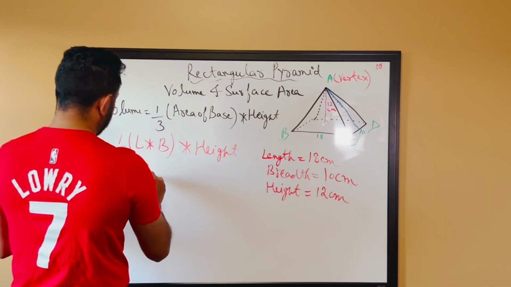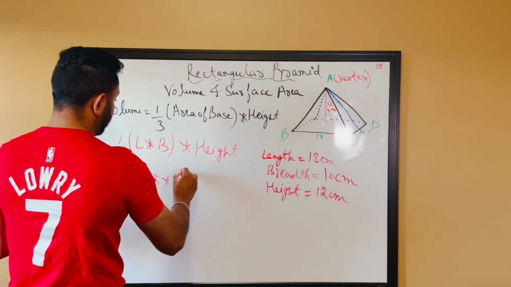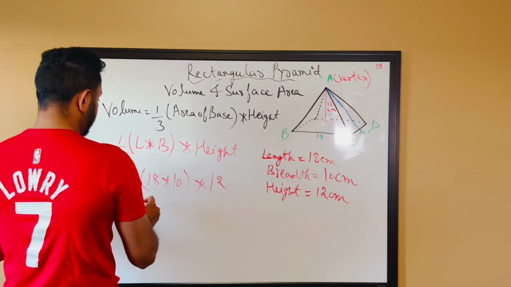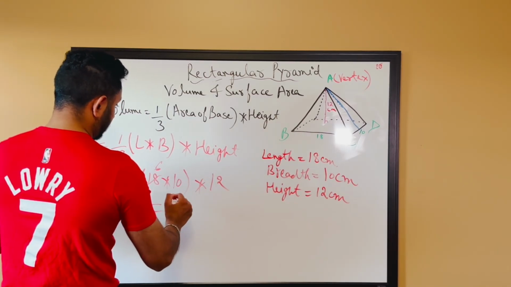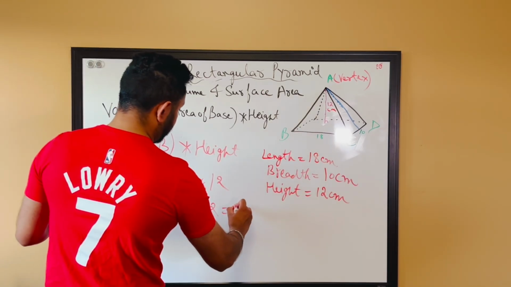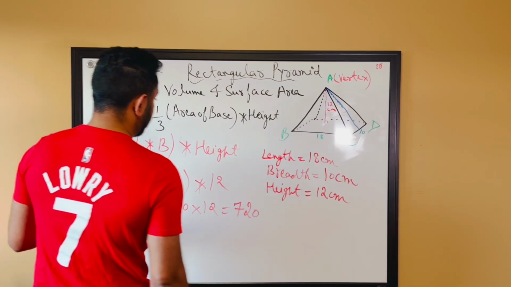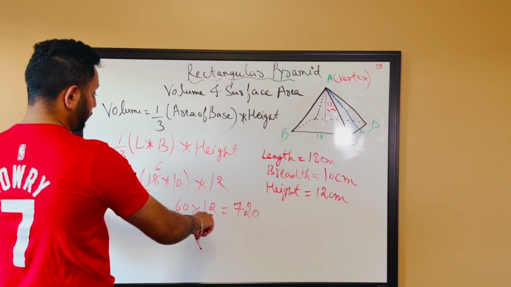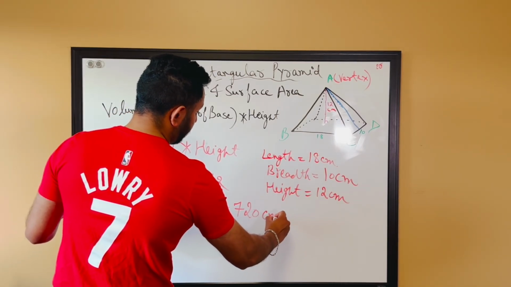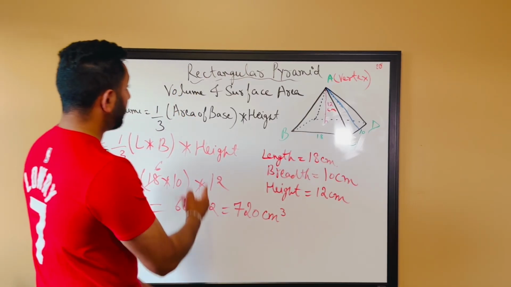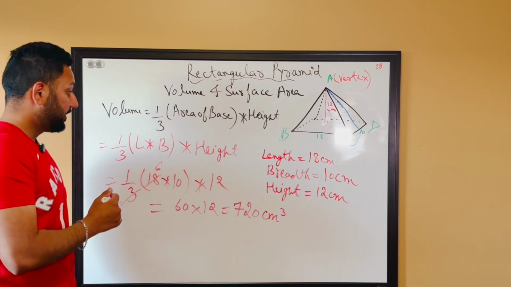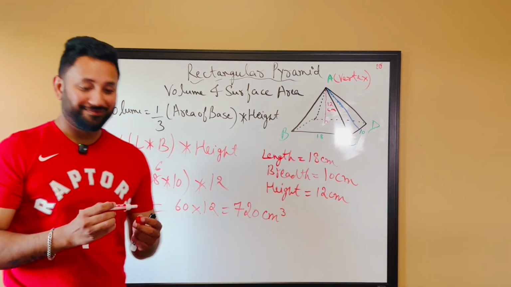So what is length? 18 and breadth 10 and height 12. So 60 into 12, so it comes out to be 720. So 12 into 60, 720 centimeter cube. So the volume of this rectangular pyramid figure is 720 centimeter cube.